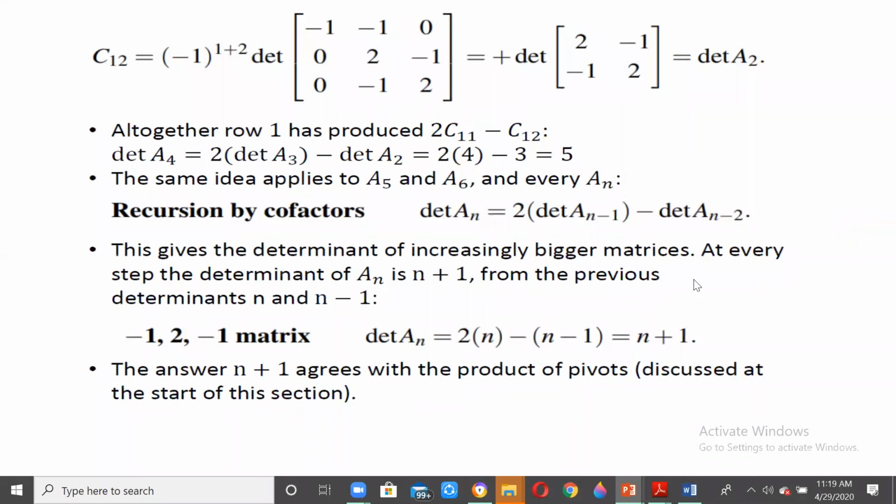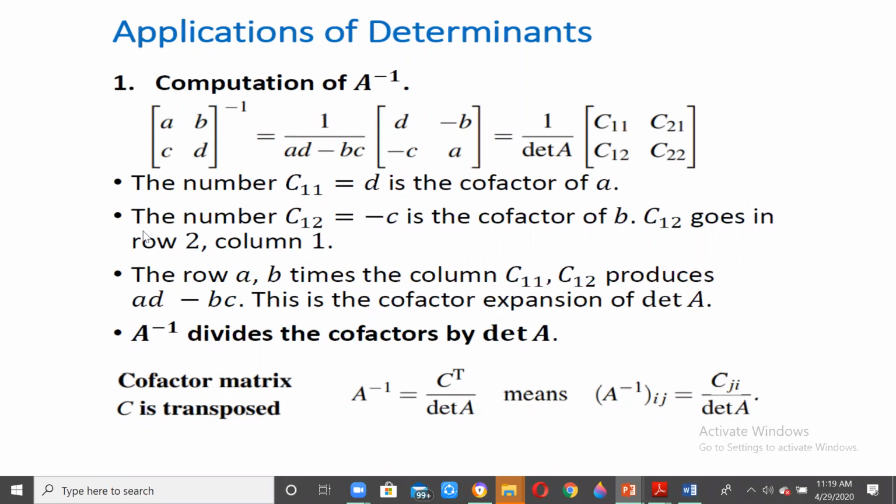In the example considered here, n plus 1. There are a number of applications of the determinant, and one is the computation of A inverse. A is written like this, and if you take that, then naturally you know how to get the A inverse. That is this term divided by the determinant of the matrix, which is A, B, C, D, and 1 by determinant of A. And here we write C11, C21, C12, C22.